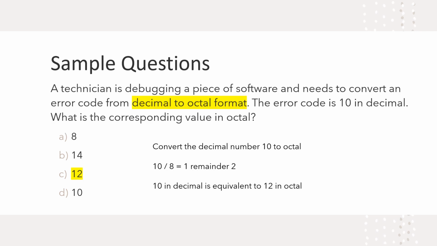And then last but not least, a technician is debugging a piece of software and needs to convert an error code from decimal to octal format. The error code is 10 in decimal. What is the corresponding value in octal? This is pretty easy when we need to convert from decimal to octal. So we would convert the decimal number 10 to octal by doing 10 divided by 8. So that would be 1 with the remainder 2. So 10 in decimal is equal to 12 in octal. Pretty straightforward when we get these too. So don't be intimidated by these. These are welcome questions as well.